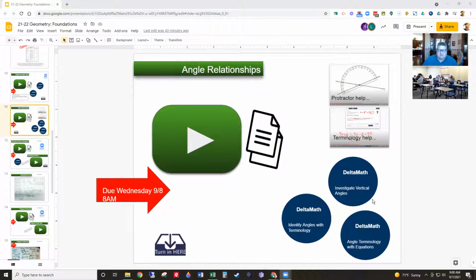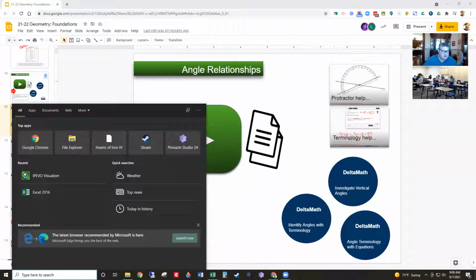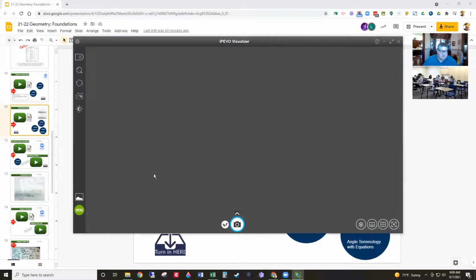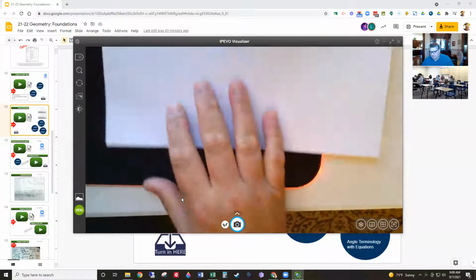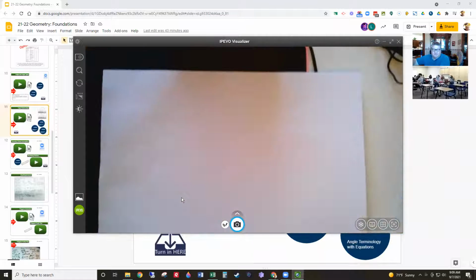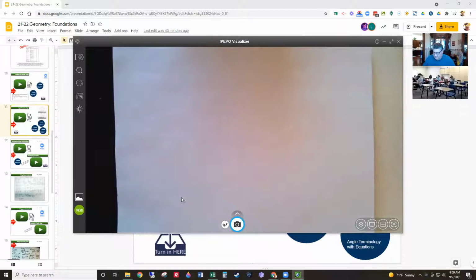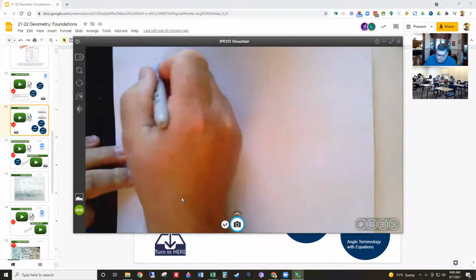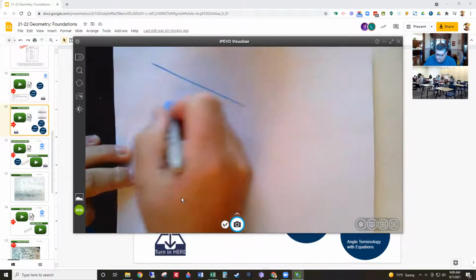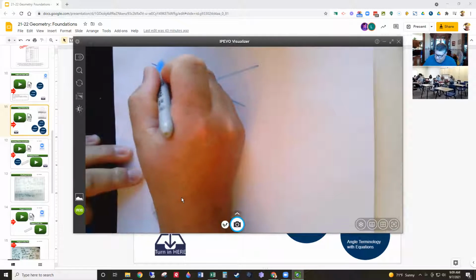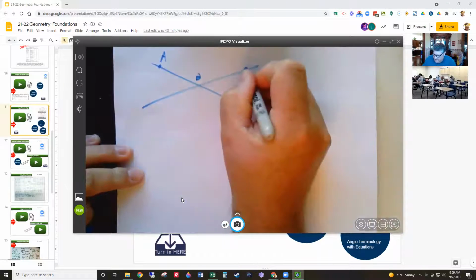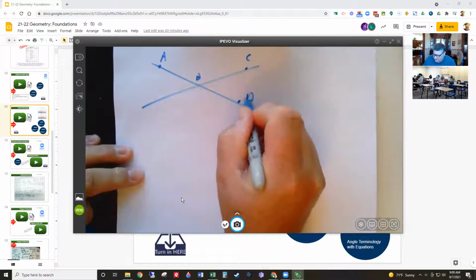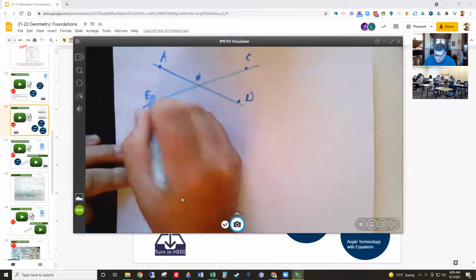So angle relationships. This is where we actually get into what would be more traditionally considered geometry, as we start to go into proofs and things like that. So that's where we're going next. We've already been talking about lines. We've already talked about angles. In this case, we have A, B, C, D, and E.